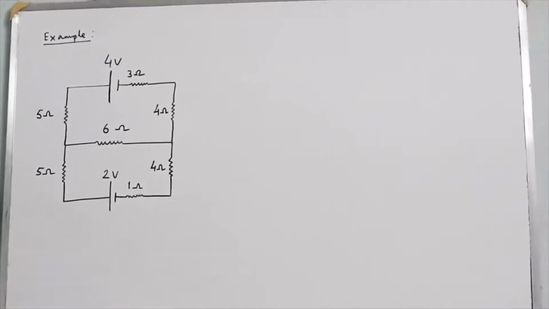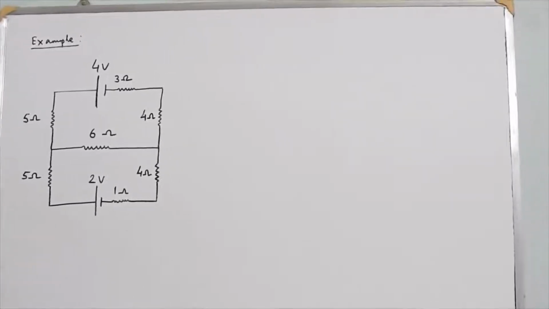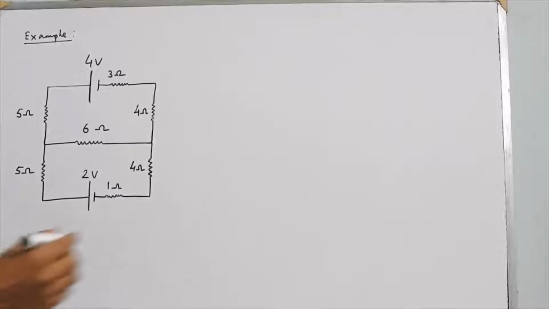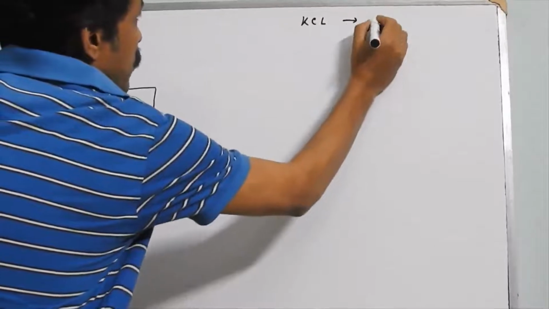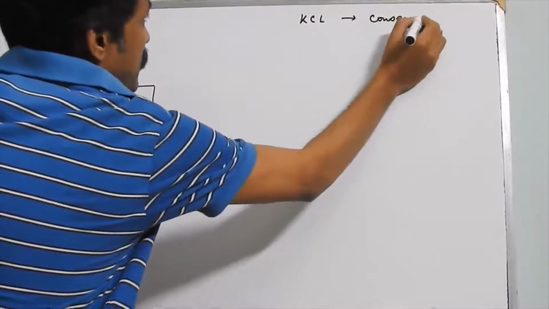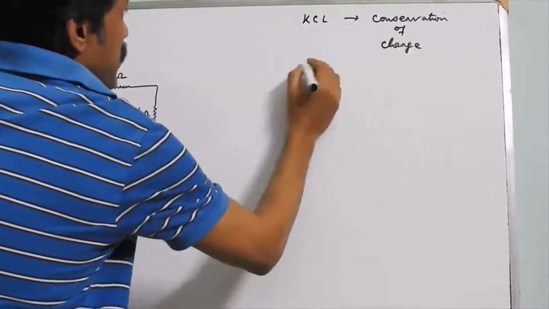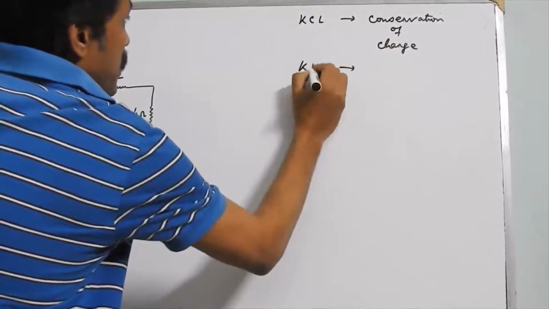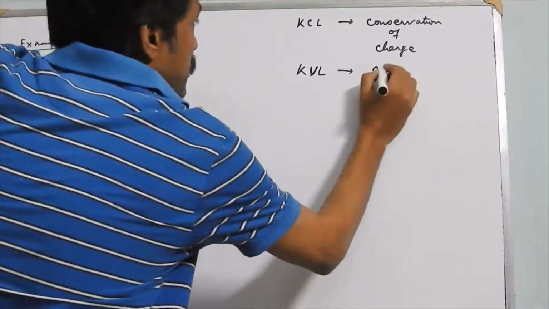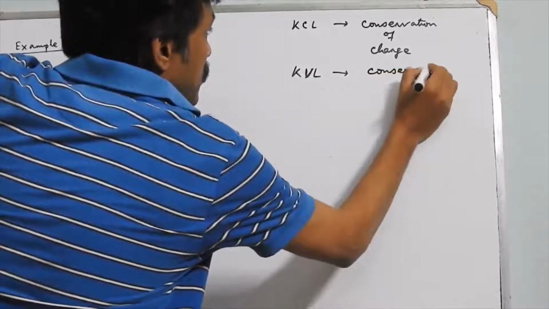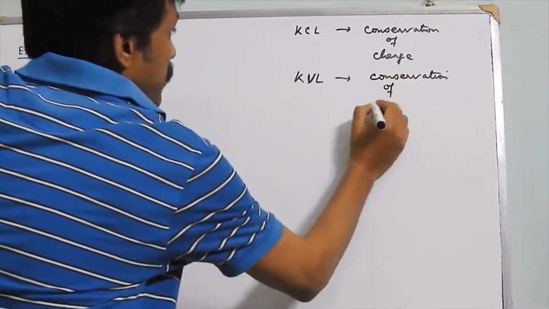Let us take an example to illustrate how to apply Kirchhoff's law. Before that, as I have already told, Kirchhoff's current law or KCL demonstrates the principle of conservation of charge, and Kirchhoff's voltage law or KVL demonstrates the principle of conservation of energy. So KCL is associated with conservation of charge and KVL with conservation of energy.